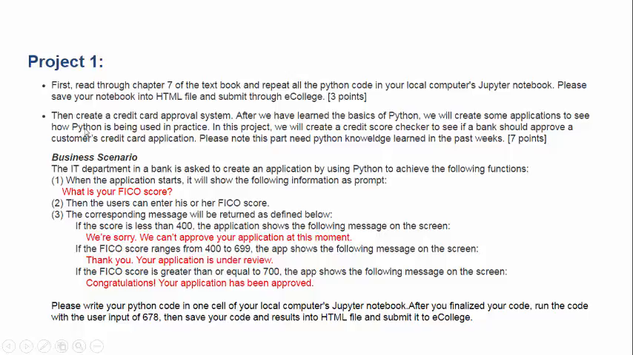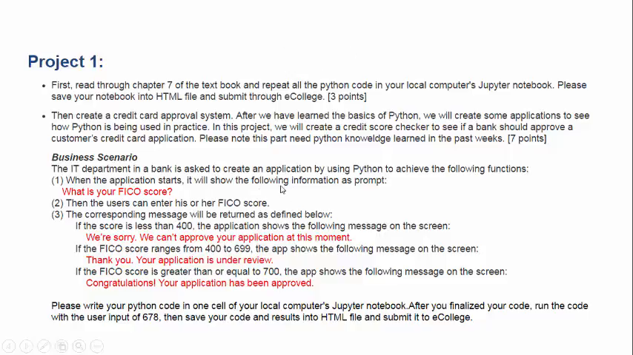The second part of the project is to create a credit card approval system. After we learn the basic Python, we'll create some applications to see how Python is being used in practice. In this particular one, we will create a credit score checker to see if a bank should approve a customer's credit card application or not. Please note, for this part, you're going to use the knowledge you learned in the past few weeks as well as this week. So it basically needs all the information that you have learned so far.